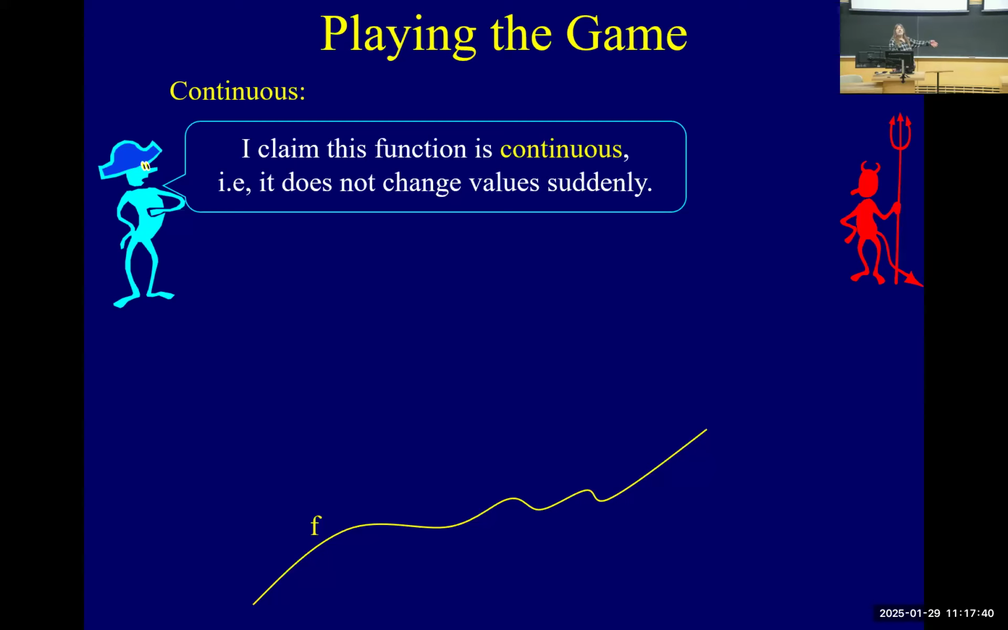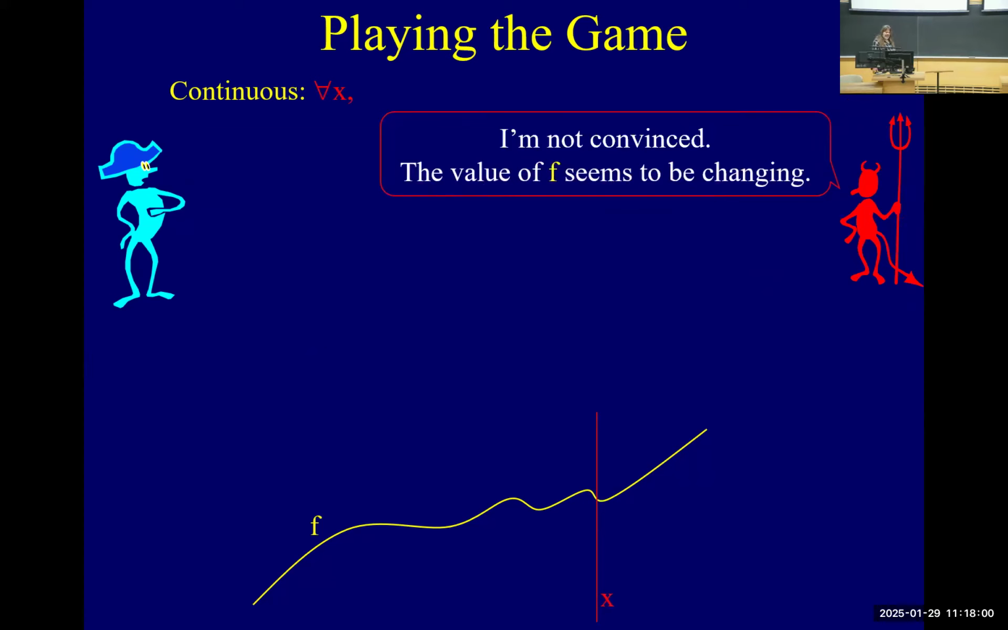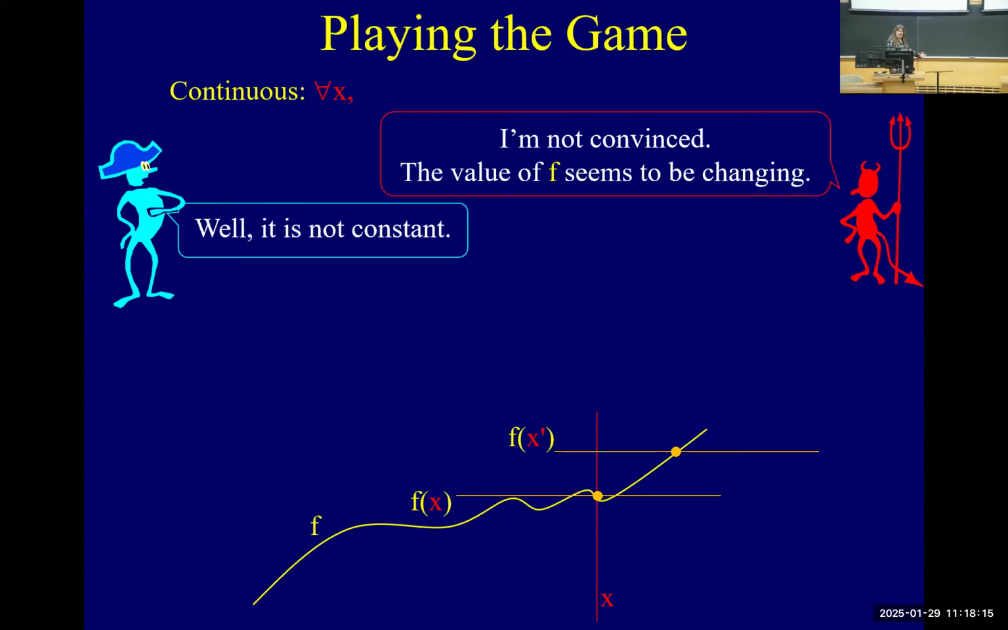So here, there's some function, and I want to prove that it's continuous. What does it mean? You change x a little bit, it doesn't change y very much. For all x, it's continuous at x. All right, great. What does that mean? Right, so then he says, I'm not convinced. It does change. It's not fixed, it changes. So here's f of x, and you go somewhere else, it has a different value. I say, I'm not saying it's constant, I'm saying it's continuous.